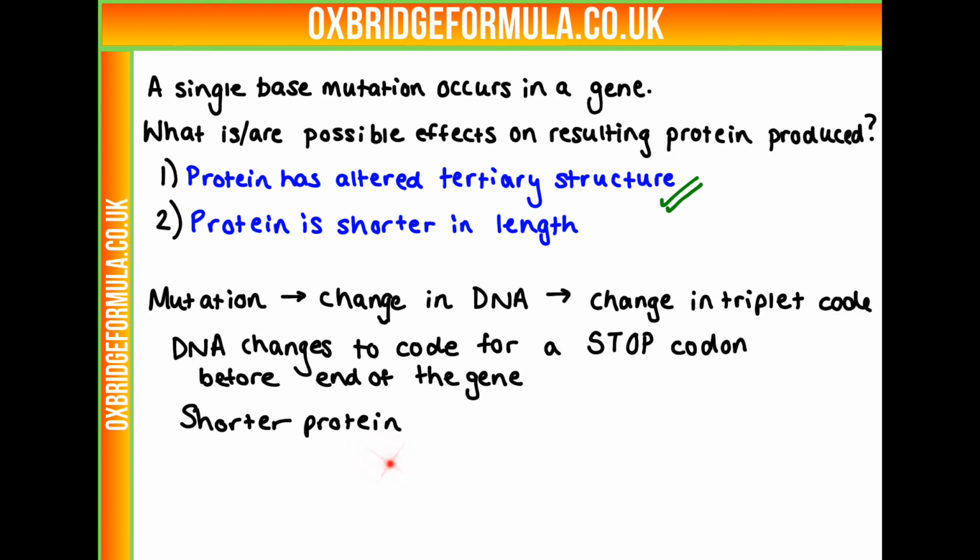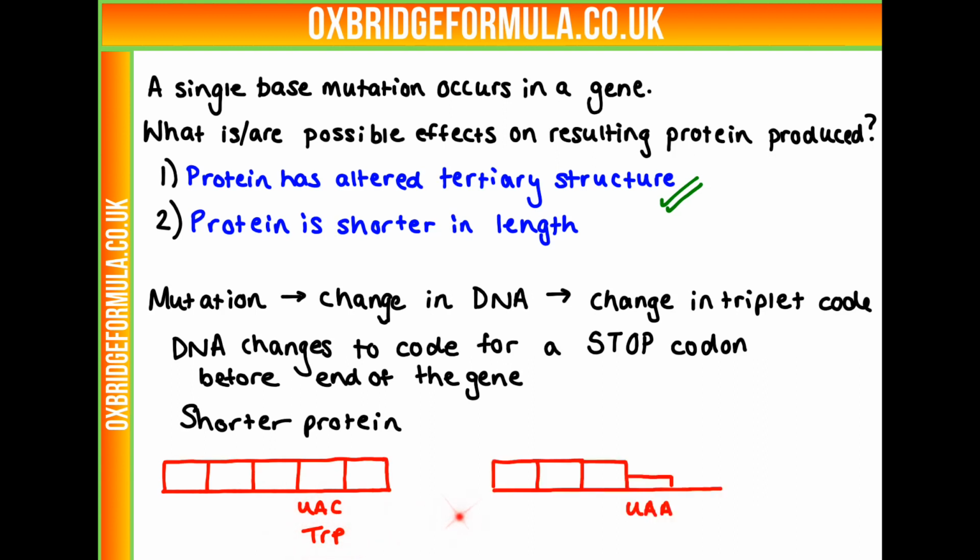So if we look, this is our gene here. This is our triplet UAC coding for tryptophan. If this is changed to UAA, so that's one base that has been changed, this codes for a stop codon, and so our protein is going to stop being synthesized here and not continue. So yes, this second statement is correct.